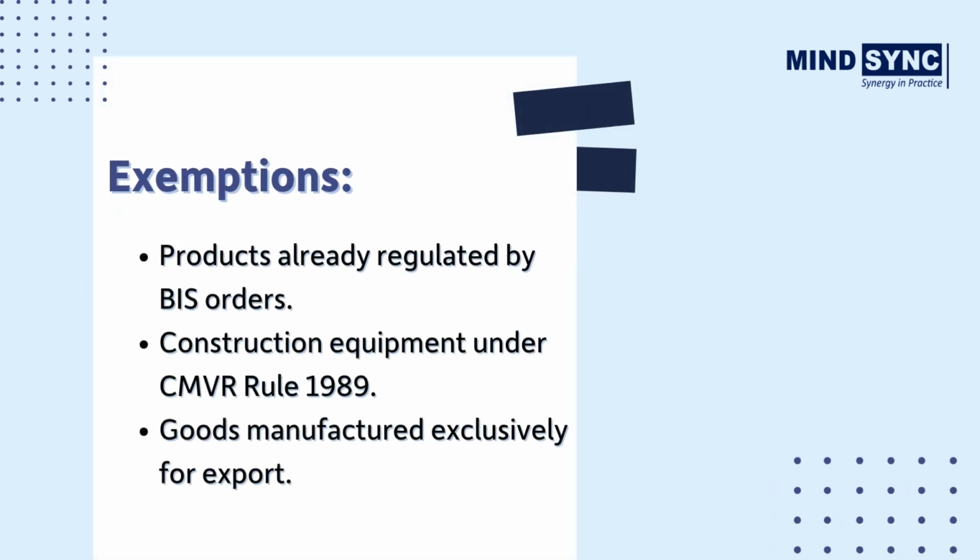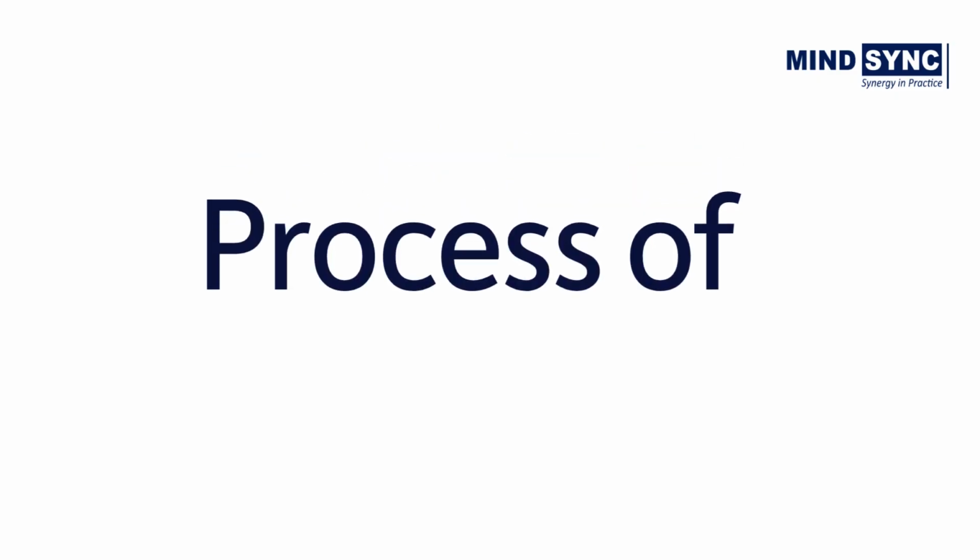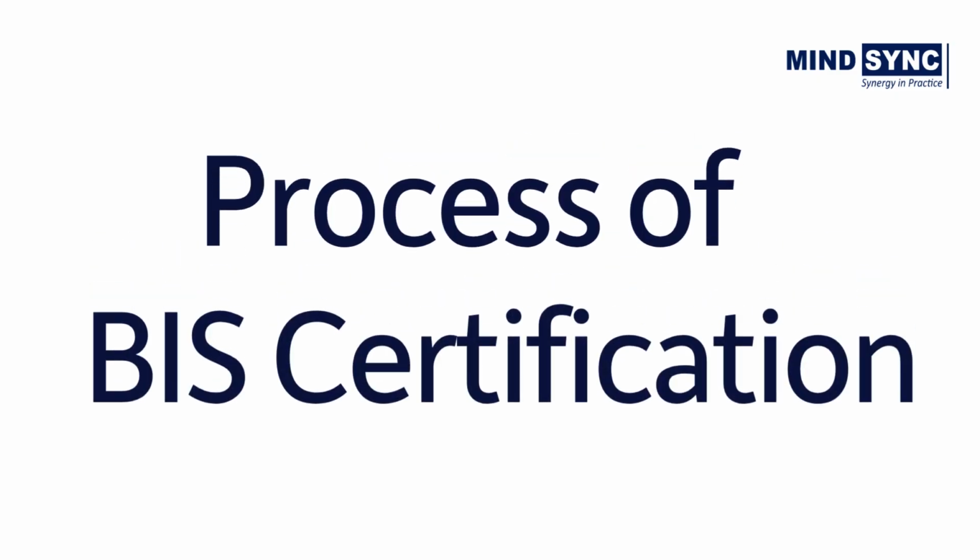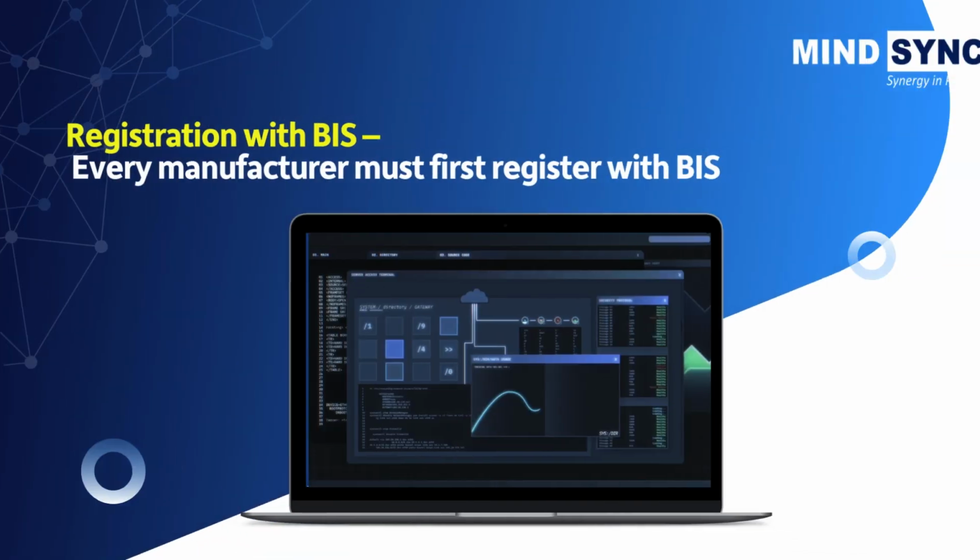Exemptions. Products already regulated by BIS orders, or construction equipment which are already under CMVR Rule 1989, or goods manufactured exclusively for export. Let's go through the step-by-step process to get your BIS license under this order.